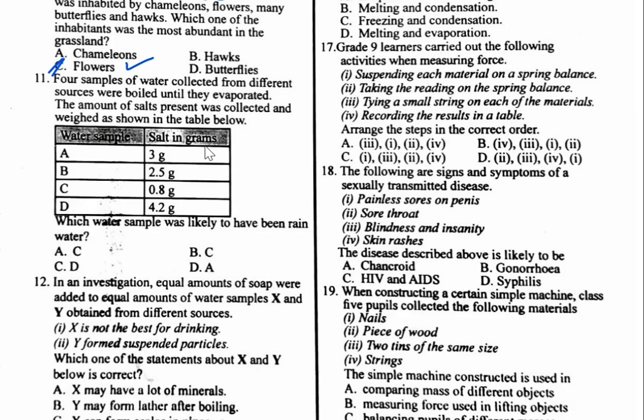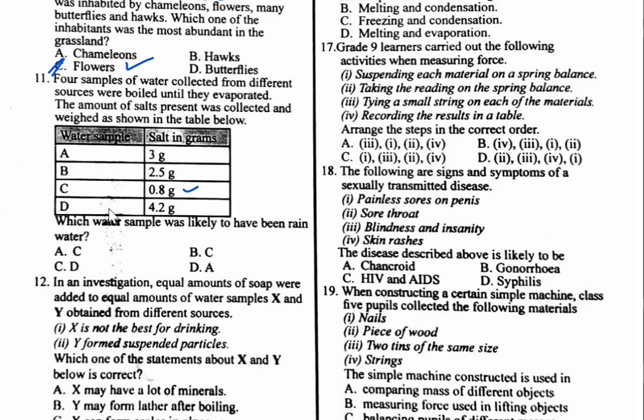Here we have salt in grams: 3 grams, 2.5 grams, 0.8 grams, 4.2 grams. Which water sample was likely to have been rainwater? So which one? We have A, B, C, D. We know that rainwater is fresh water, and therefore the amount of dissolved salt is very few. So when you look here, the lowest is 0.8 grams of salt, and therefore this is likely to be rainwater.